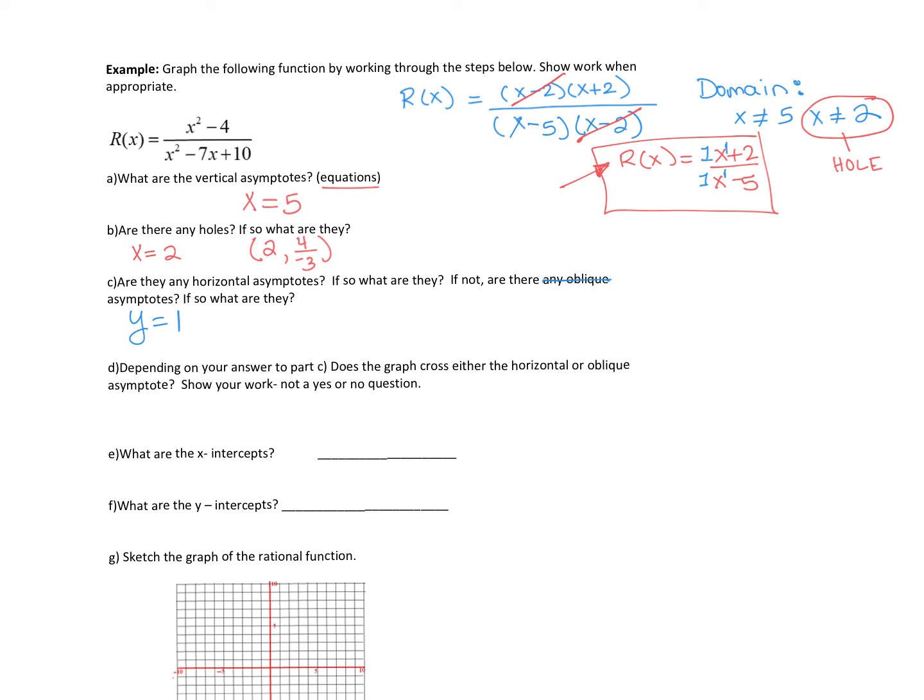Does the graph cross either the horizontal or the oblique asymptote? So what we do is we set our function, x plus 2 over x minus 5, equal to our horizontal asymptote, which was 1. And I'm just going to cross multiply. So I get x plus 2 equals x minus 5. Subtracting, I get a non-true statement. So in this case, no, it does not cross. If it did cross, then we would get something like x equals.